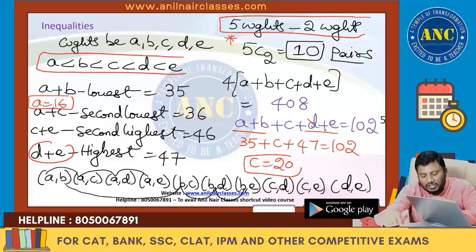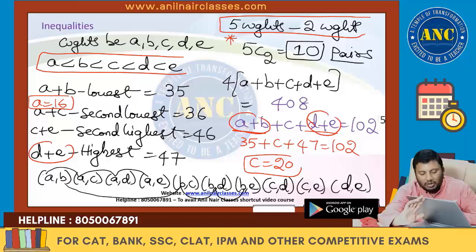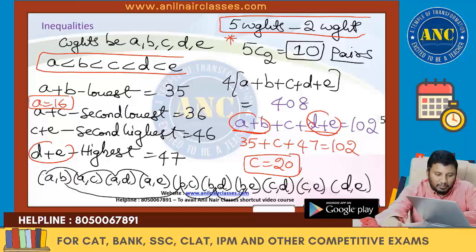4 into A plus B plus C plus D plus E is 408. So it is 102. A plus B I know. D plus E I know. C is 20. A is nothing but 16.